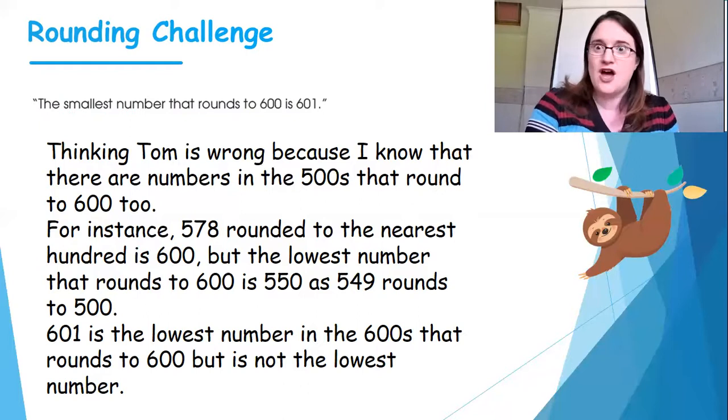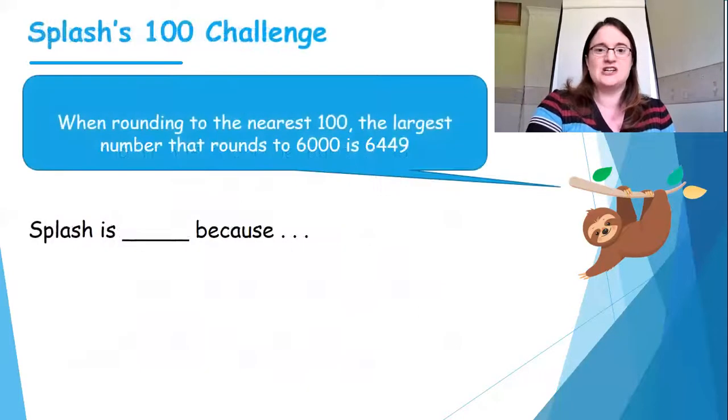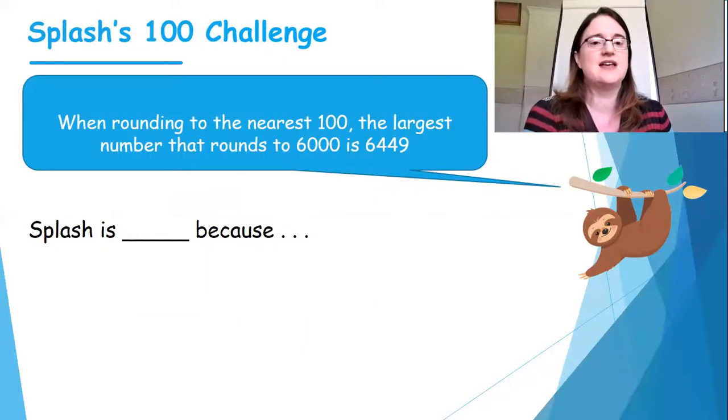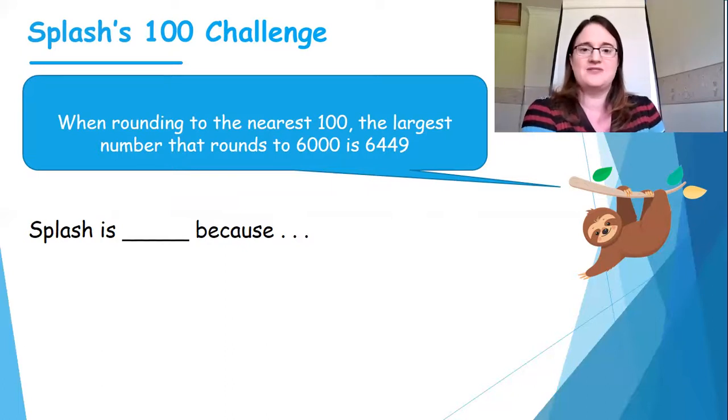Okay, we're going to have another go at explaining now using the same skills. So Splash has made one now, so he's got a 100 challenge for you. He says, when rounding to the nearest 100, the largest number that rounds to 6,000 is 6,449.